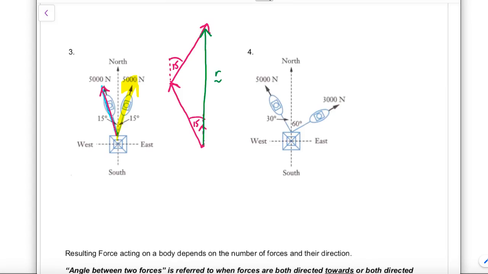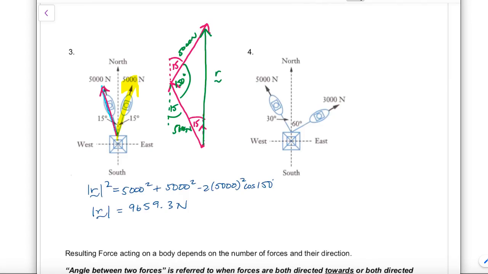What we can do from here is perform some calculations and realise the angle between them is 150 degrees. We both know they're exerting 5,000 newtons each, and we can use some trigonometry. So we can use the cosine rule to calculate that the resultant vector will have a force of 9,660 newtons in a direction of 0 degrees.